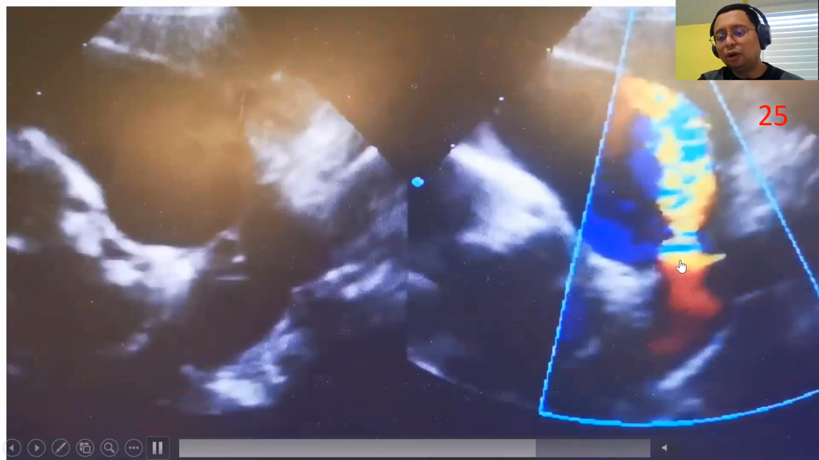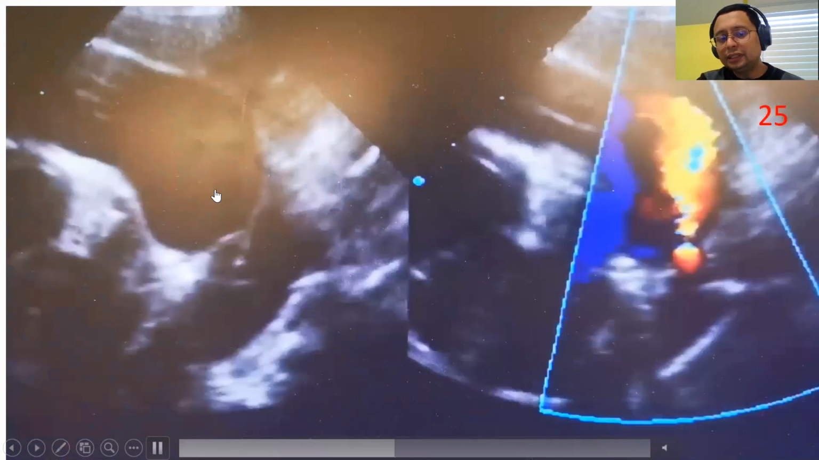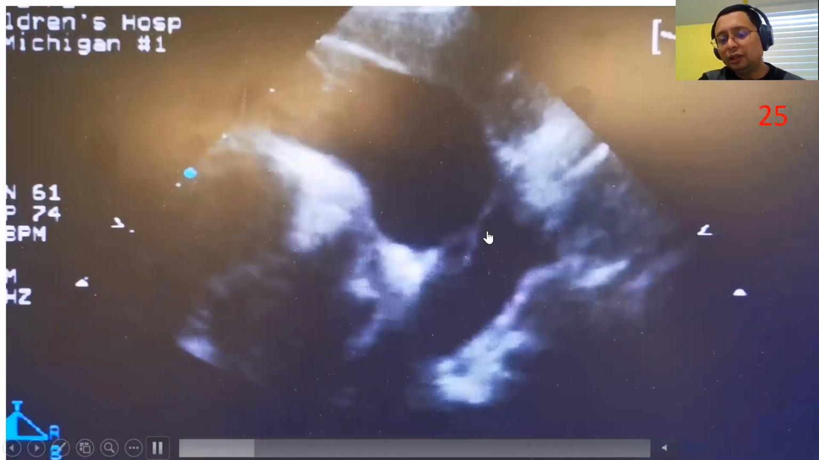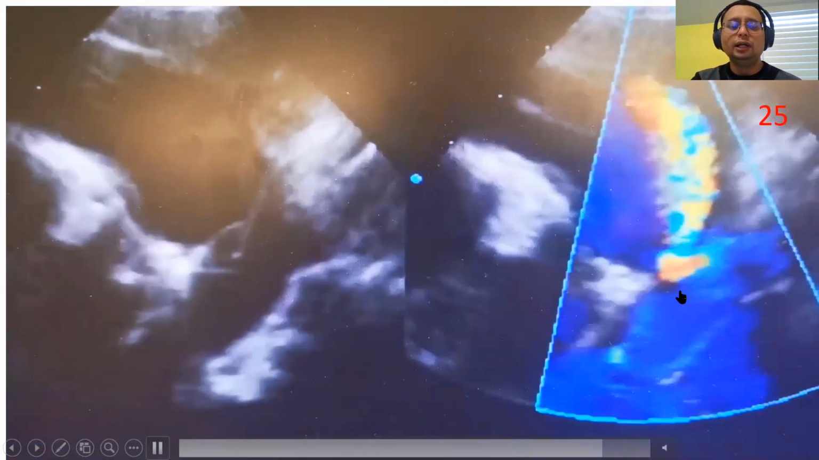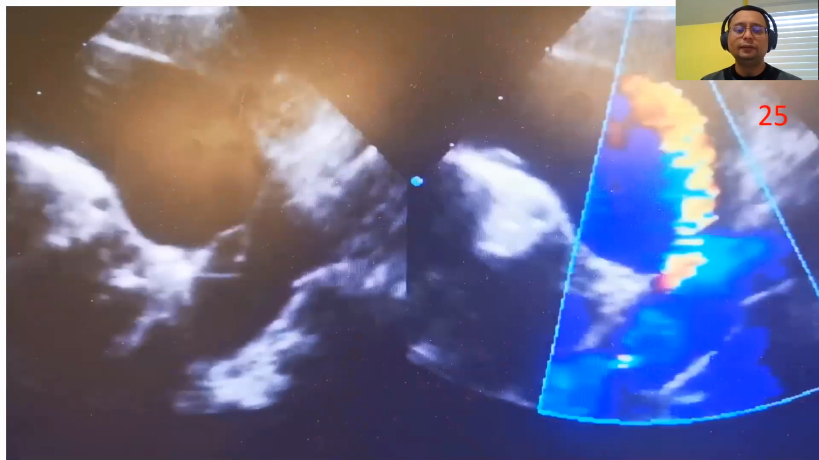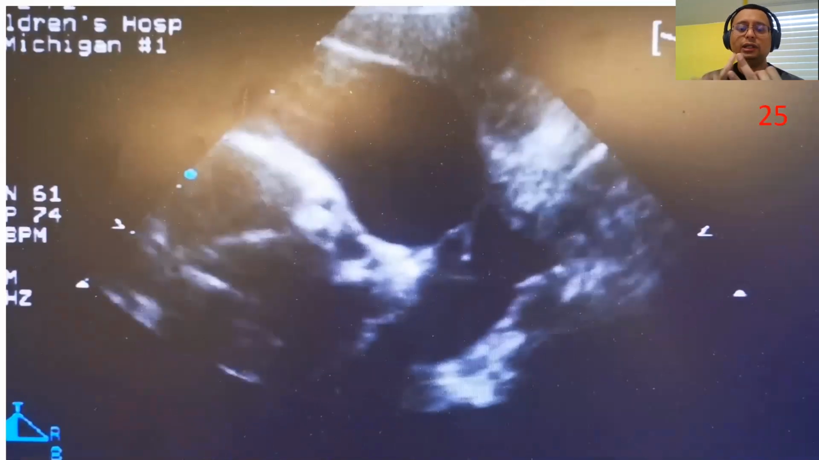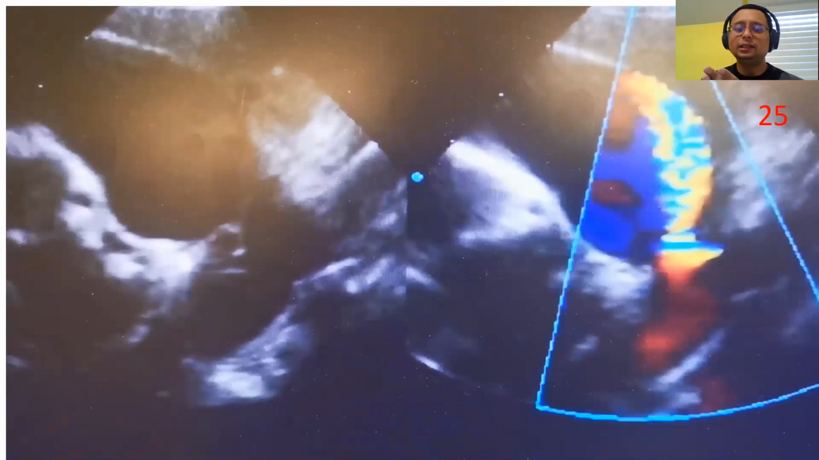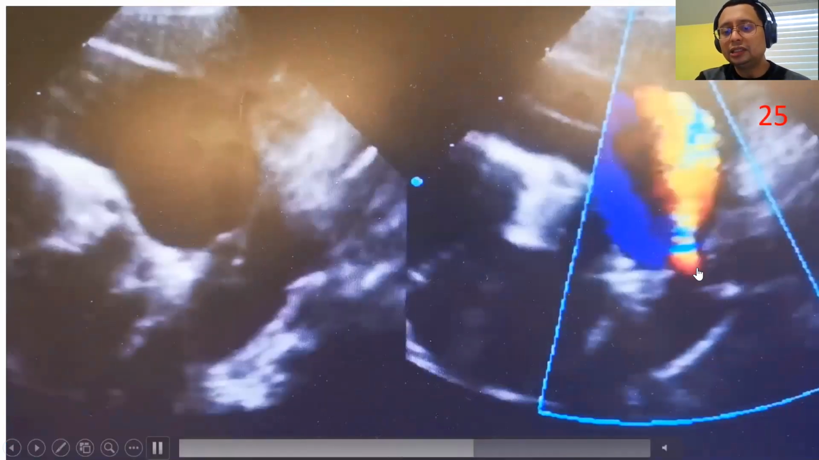And then you can see a continuous flow from the descending aorta to the pulmonary artery. This is the descending aorta. This is the pulmonary artery. So whenever you see a continuous flow, whenever you hear a continuous murmur, what is your differential diagnosis for a continuous murmur? Sinus of Valsalva rupture, coronary artery fistula, Blalock-Taussig shunt, and patent ductus arteriosus. So what is this? This is patent ductus arteriosus.